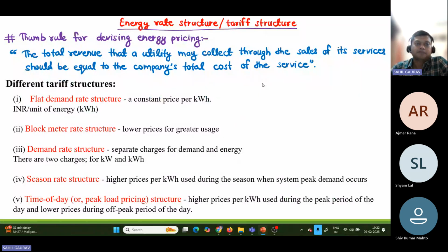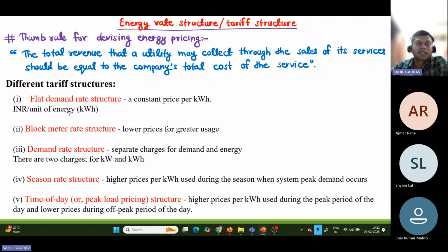So whatever the company has invested and whatever the total cost of the electricity that they are providing, it should be collected through the sales of its services, that is, through the sales of its electricity. What are the different tariff structures imposed by the utility companies? Broadly they are classified into five types. There are many other types also, but in this course we are going to see these five types that are well known and widely used.